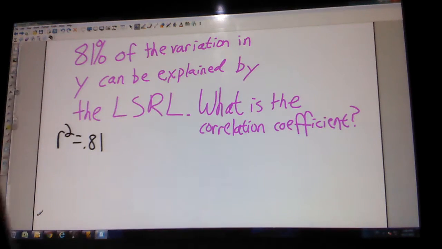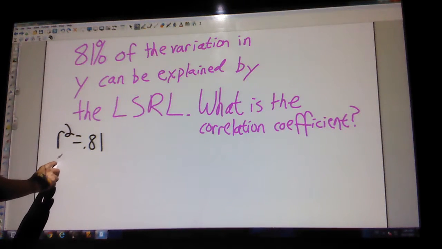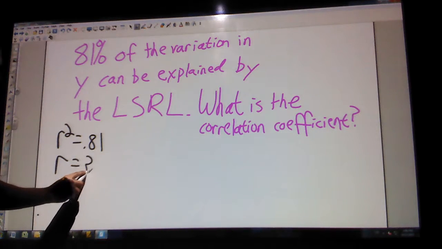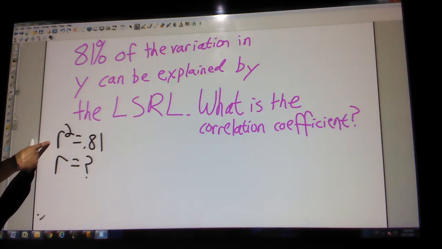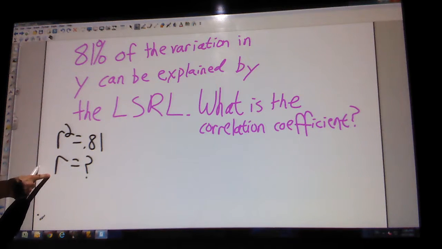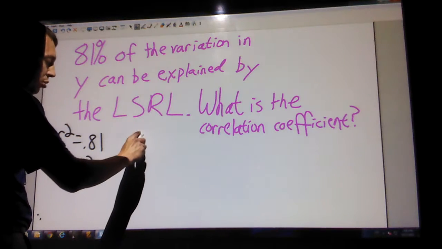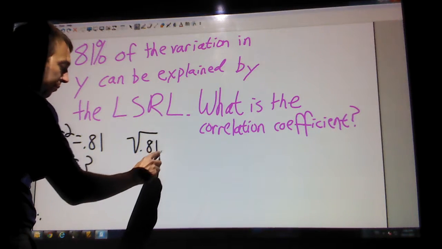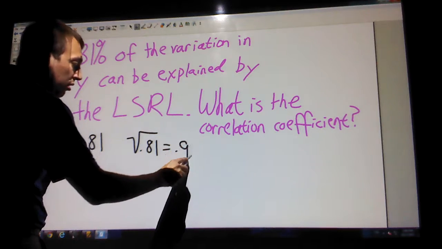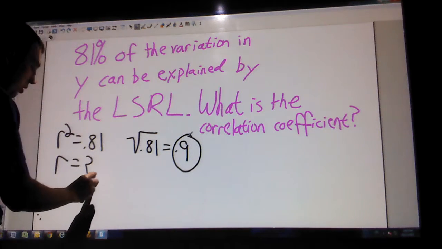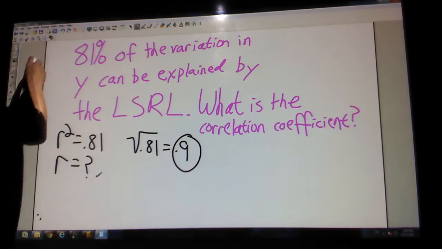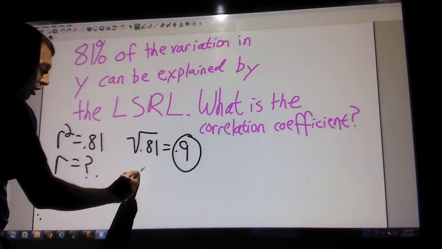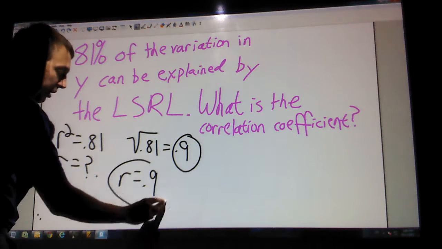What are they asking for? Well, you should know that the correlation coefficient is just R. So they gave me R squared, and I'm solving for R. So I punch into my calculator square root of 0.81, and that equals 0.9. My answer is R equals 0.9. That is my answer.